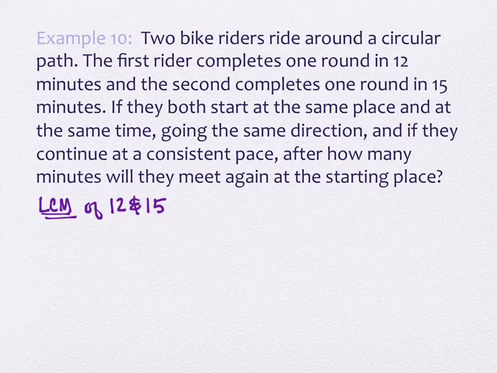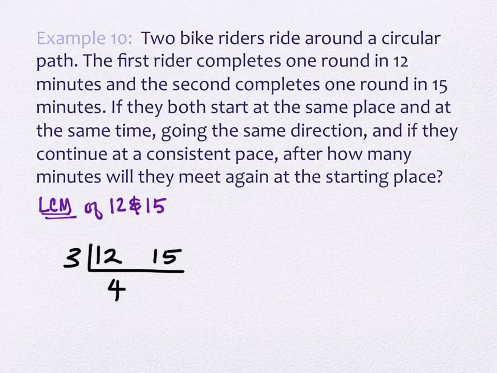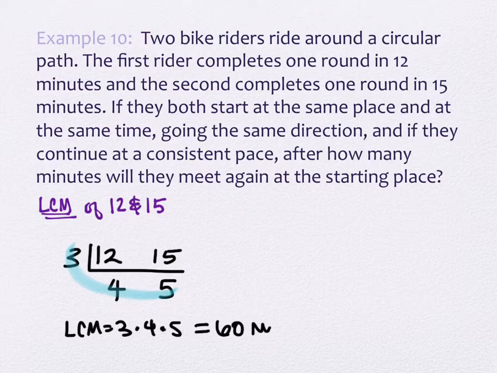Okay. So if we did 12 and 15 with division of primes, we would look for a number that they have in common. 3, right? 3 is the first one. And I would get 4 and 5. How about 4 and 5? Nope, nothing else. So my answer is the multiplication of 3 times 4 times 5. And 3 times 4 times 5 is what? Yeah, it's 60. And the problem is in numbers of minutes, so it's after 60 minutes.